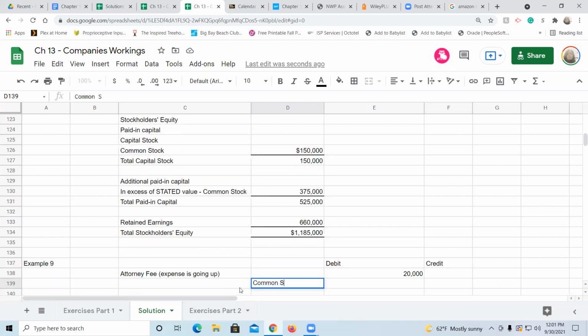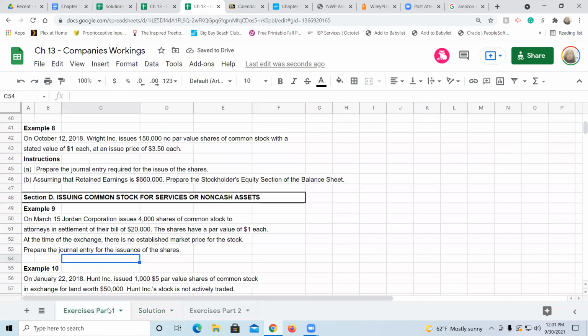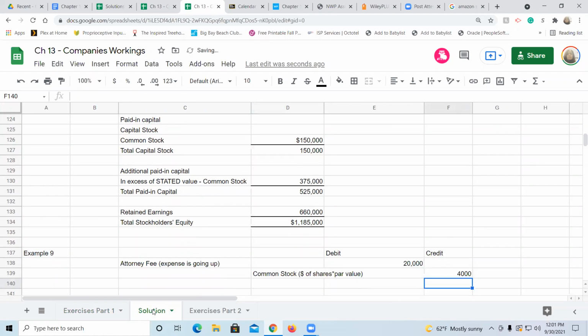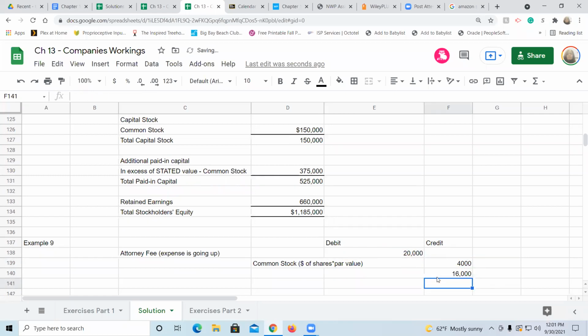We still credit common stock. And because we have a par value, it's still going to be the number of shares times the par value. If we go back to the question, the number of shares is 4,000. The par value is $1. So it's going to be 4,000 shares times $1 each, $4,000. It's clear that the debits and the credits don't match from a dollar amount perspective. So we will still have to plug in an extra $16,000 on the credit side.